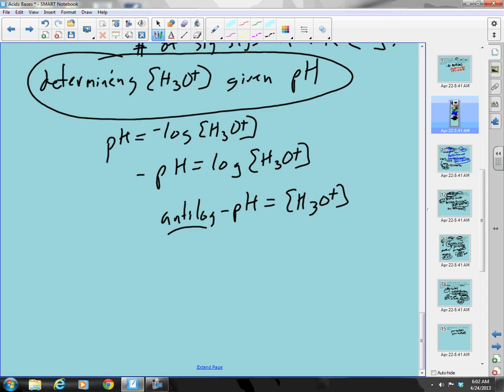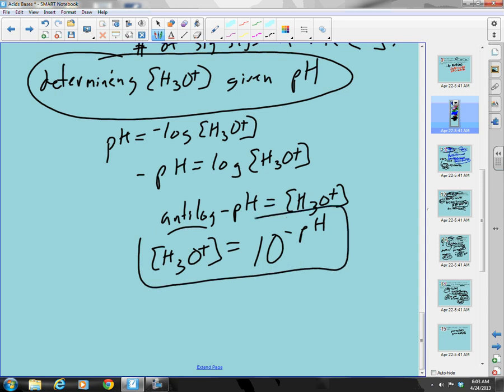Now, some of you may not know what the anti-log is. Here's what it really means. Hydronium concentration is equal to 10 to the minus pH. There you go. Put that in your calculator, and that will give you the answer, right?